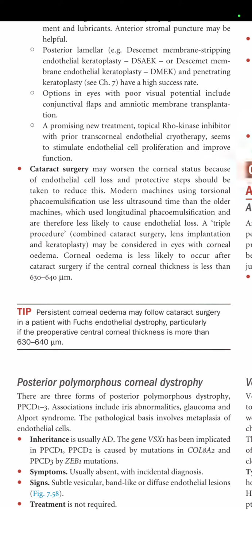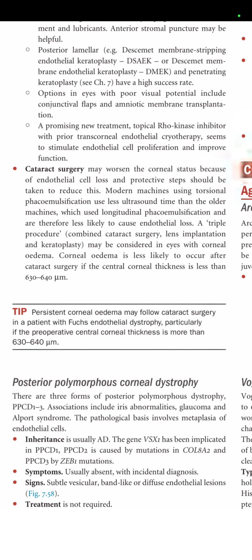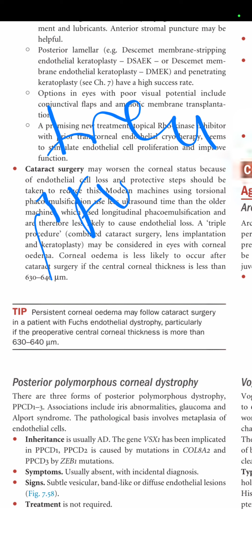A triple procedure, combined cataract surgery, lens implantation, and keratoplasty, may be considered in eyes with corneal edema. Corneal edema is less likely to occur after cataract surgery if the central corneal thickness is less than 630 to 640 micrometers. So I told you in the treatment how we treat a patient with Fuchs presenting with cataract. Tip: persistent corneal edema may follow cataract surgery in a patient with Fuchs endothelial dystrophy, particularly if the preoperative central corneal thickness is more than 630 to 640 micrometers.